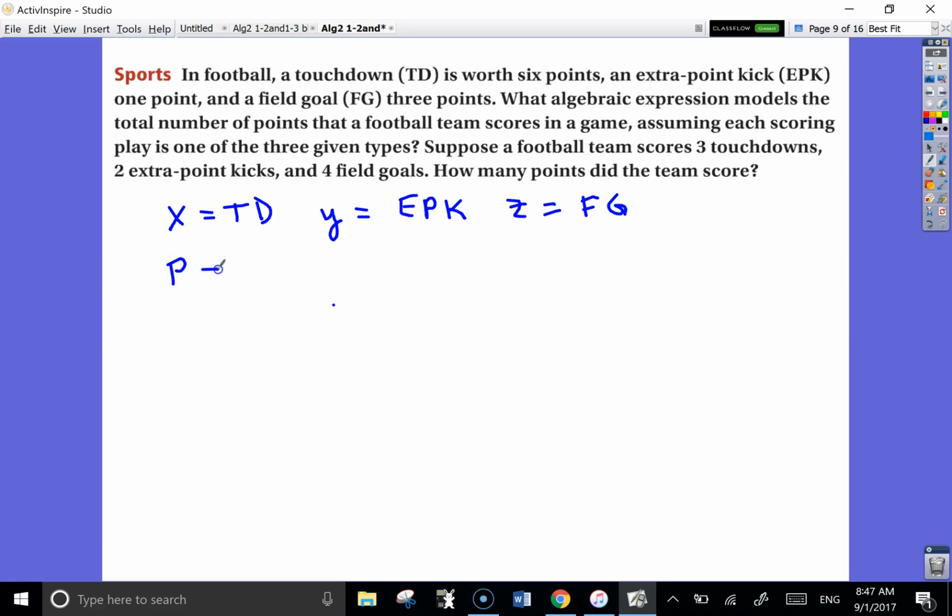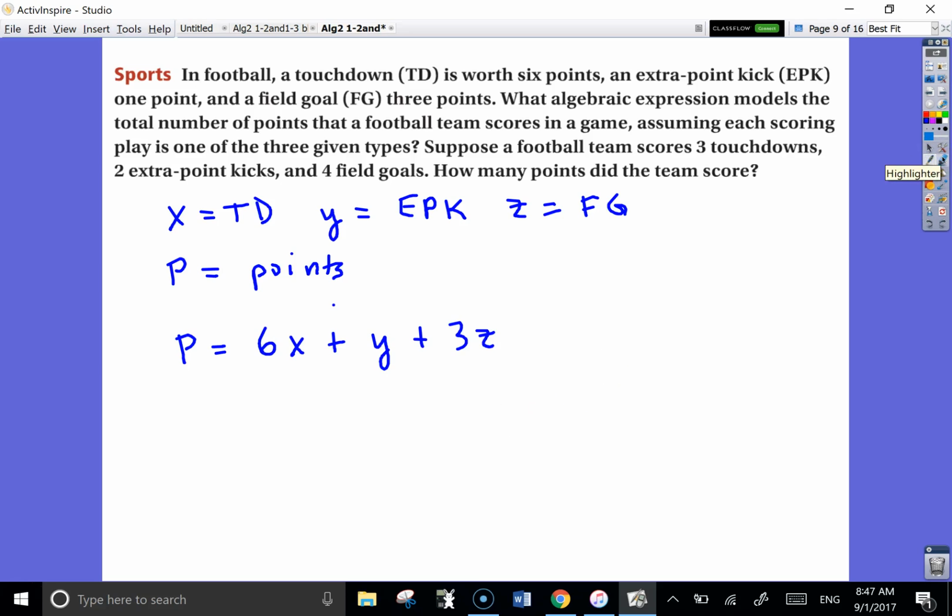Now, if P is points, then we would be saying that points equals, right? How many points for a touchdown? 6. So 6x. Plus 1 point for each extra point kick, so that would be plus 1y. Plus 3 points for each field goal would be 3z. So that would be our equation that describes the number of points, if that's how you got all your points.